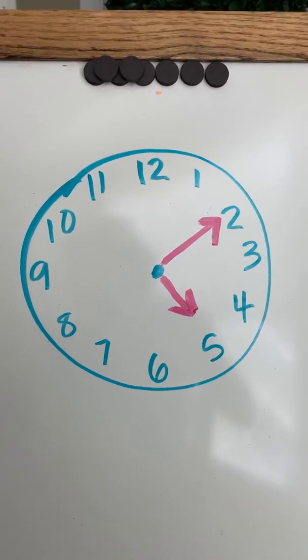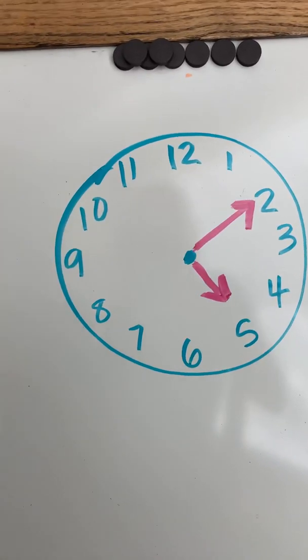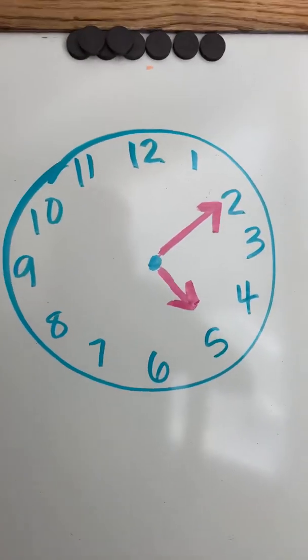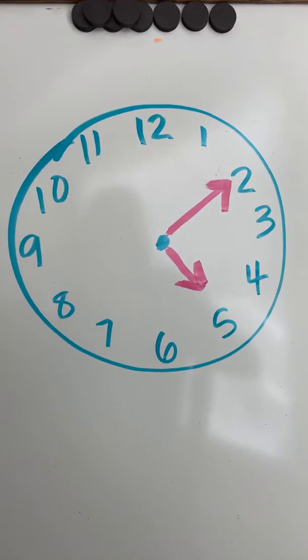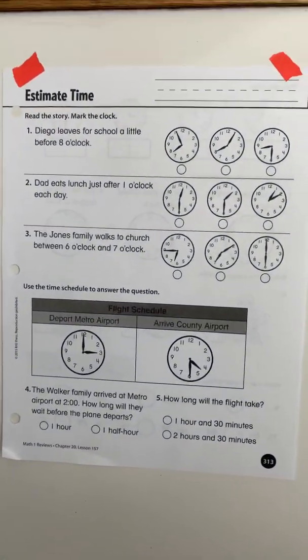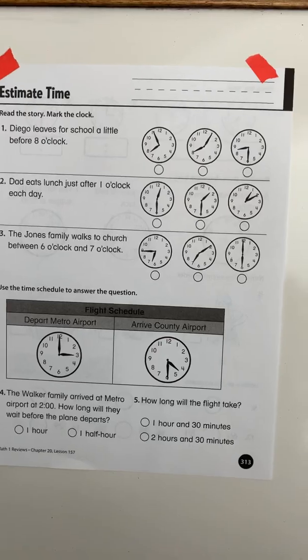Okay, so that's kind of what we're going to be doing today: we are going to be looking at clocks and figuring out what time it's closest to. That's what estimating is. Estimating is making a guess based on the information that you have.